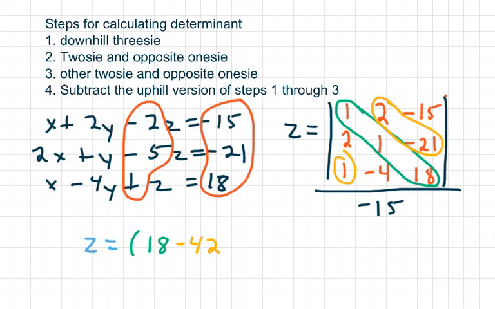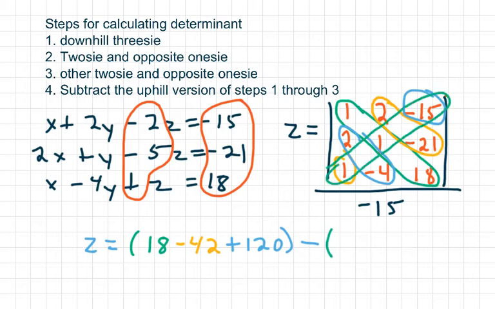Okay, we got that. So now I'm going to go with the other 2z and opposite 1z, like so. So we got negative 30, so times 4 is positive 120. And then it says step 4 is subtract the uphill versions of those. So I'm going to go uphill now. So again, back to green. I'm going uphill 3 easy. Negative 15.